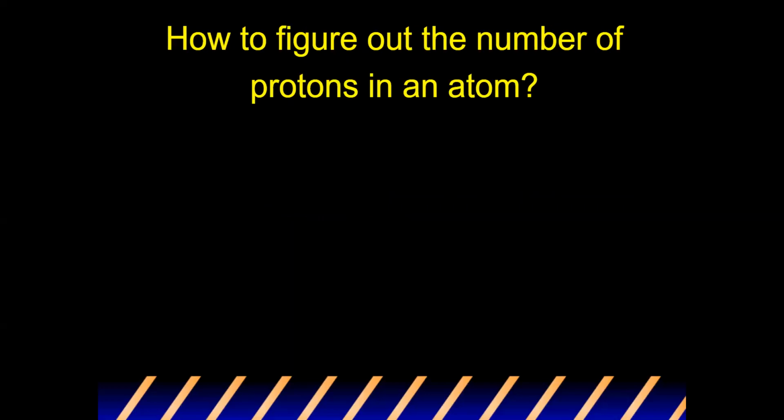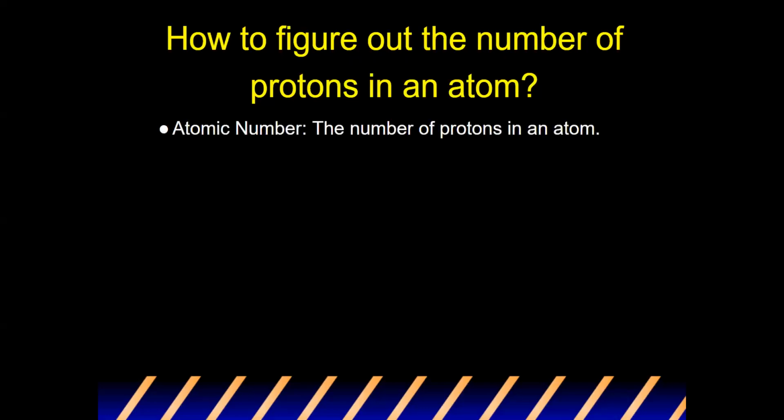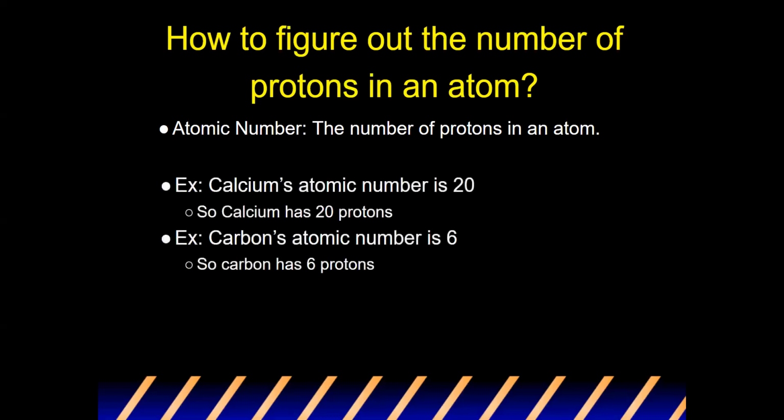All right, so let's go ahead and take a look at figuring out how many protons we have in any given atom by using our periodic table. Looking at a periodic table, the top number in each box is going to represent the atomic number. And there is your definition: the total number of protons in an atom. So here's a couple examples. Calcium has an atomic number of 20. So by definition, that's the number of protons. Carbon has an atomic number of 6, so it must have 6 protons. It's that easy to find out the number of protons. It's just the atomic number.